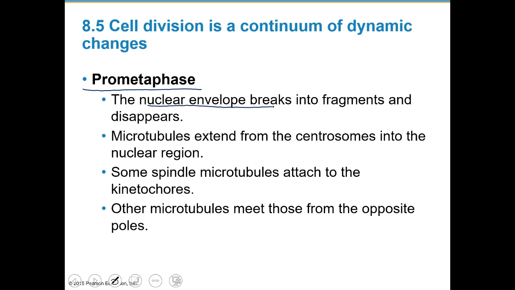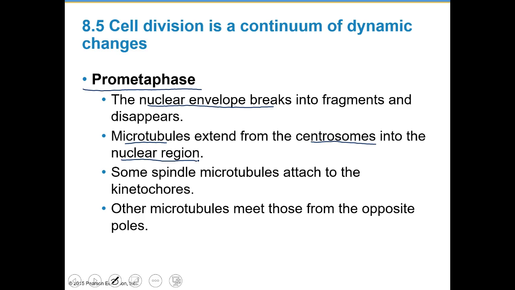In prometaphase, the nuclear envelope will break down into fragments and disappear. We're just going to get that out of the way. We don't need it. We don't care about it. It's just getting in our way. Microtubules will extend from the centrosomes into the nuclear region, where we start to find our little chromosomes starting to form.